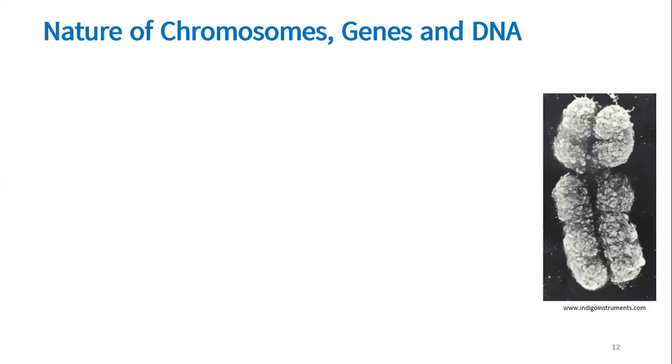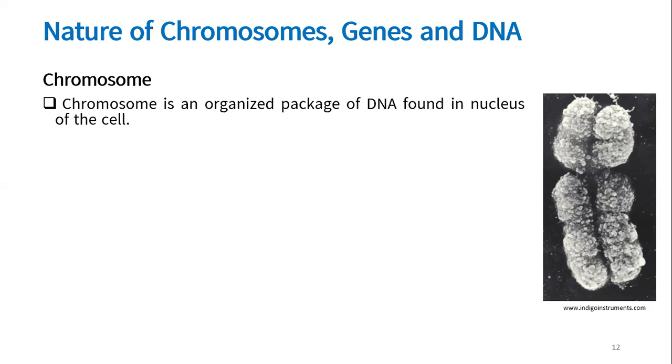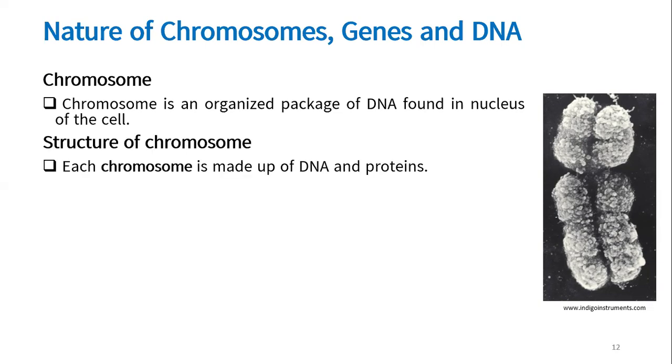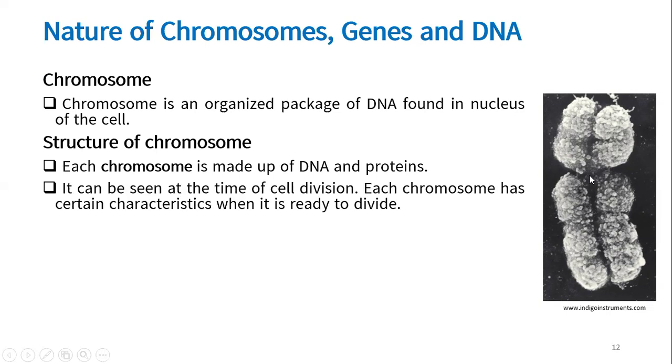Let me explain about the nature of chromosome. Here we can see the chromosome. Here the two sister chromatids. What is a chromosome? A chromosome is an organized package of DNA found in the nucleus of the cell. The structure of chromosome. Each of the chromosomes is made of DNA and protein. It can be seen at the time of cell division.